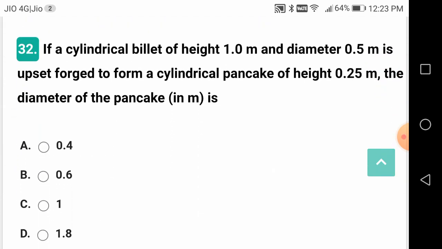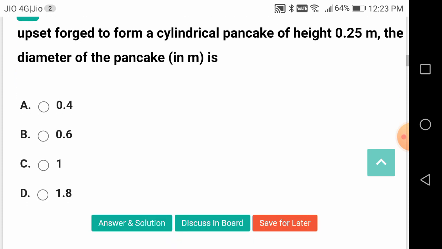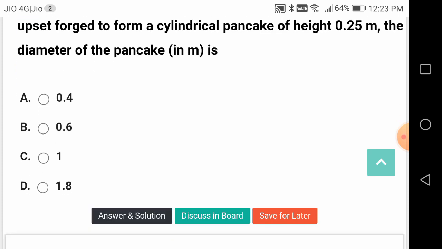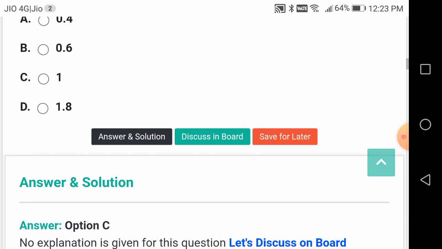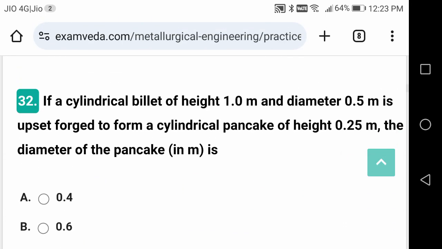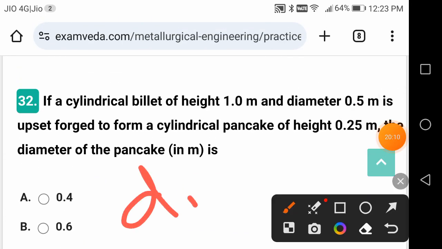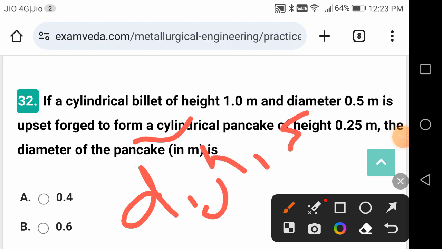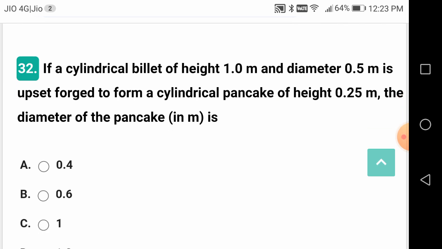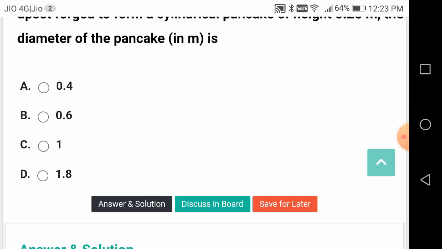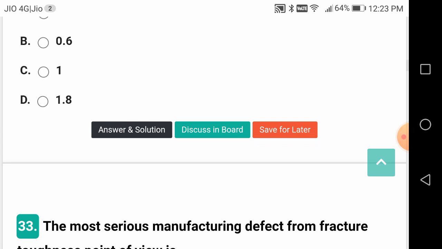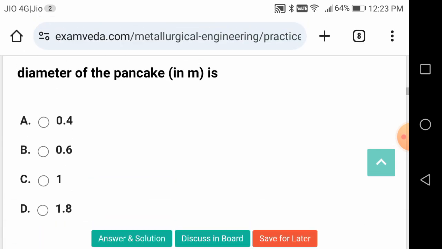If a cylindrical billet of height 1 meter and diameter 0.5 is upset forged to form a cylindrical pancake of height 0.2 m, find the diameter of the pancake. d1 squared h1 is equal to d2 squared h2, so that the volume is equal to constant. So by substituting, you can get the answer.